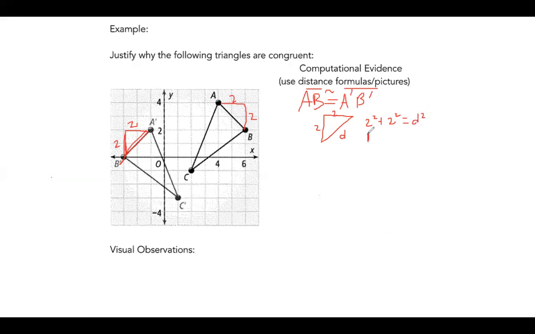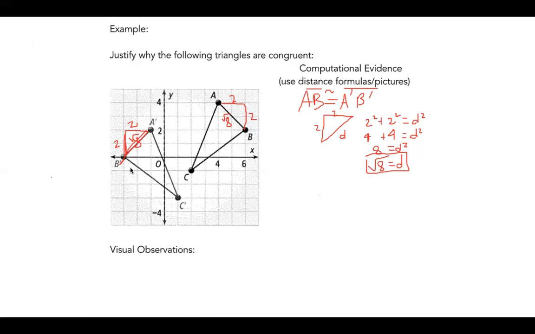So this is going to be 4 plus 4 equals d squared, and it does not say anything about radical form. So you can just keep the answer in that unsimplified radical form just to connect and see where it's going. So that's going to be square root of 8. And then this triangle over here is going to be square root of 8 as well.